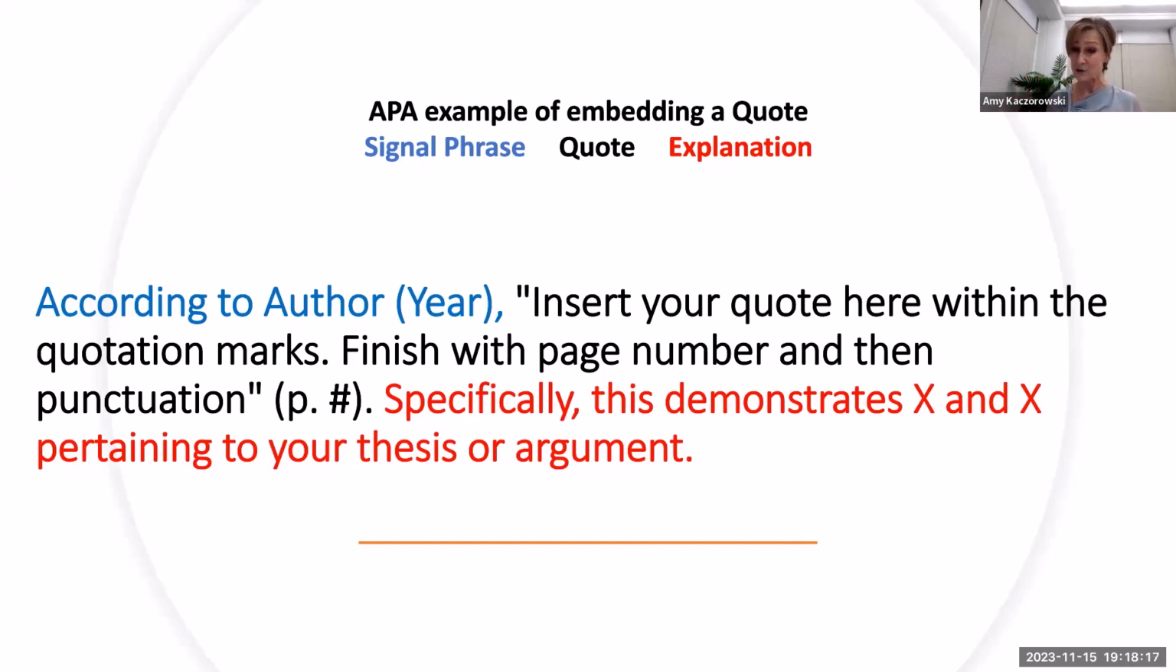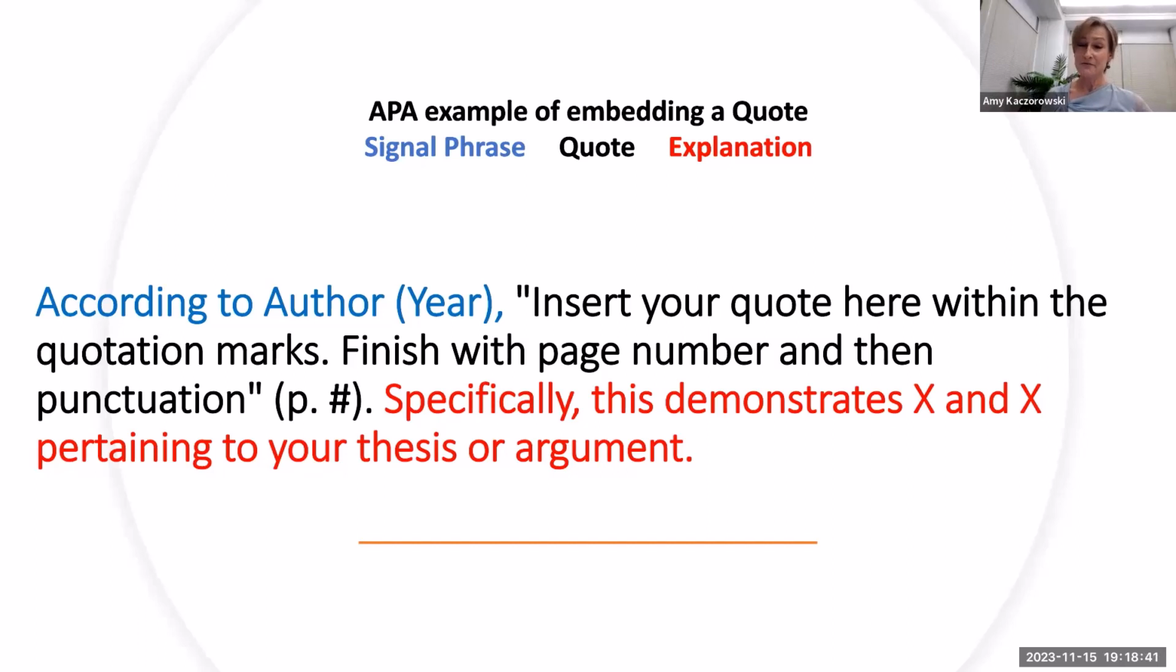Now, if you have an online source, you might not have a page number. You might have a paragraph number, you might have to count out paragraphs, or you might have to use a section title or section heading if there's no page numbers. So again, come to the Academic Support Center and we can help you figure that out. But you do need to have a locator with a direct quote if you're doing APA.